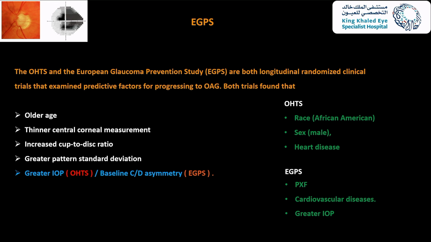The two most important studies are the Ocular Hypertension Treatment Study and the European Glaucoma Prevention Study. The others are usually of small size or have loss of follow-up, and most of the risk factors they found are usually found in these same two studies, with the difference of whether it is univariate or multivariate.